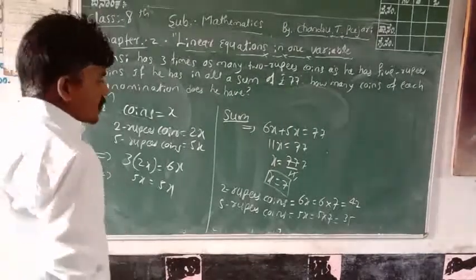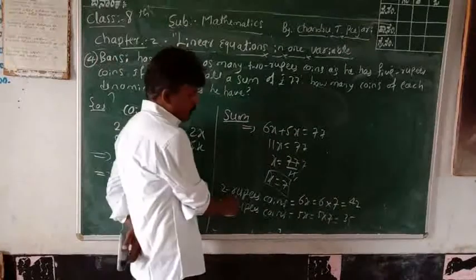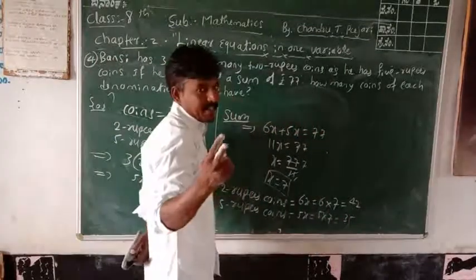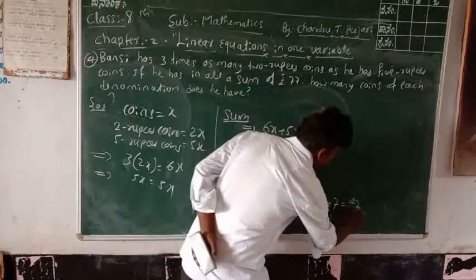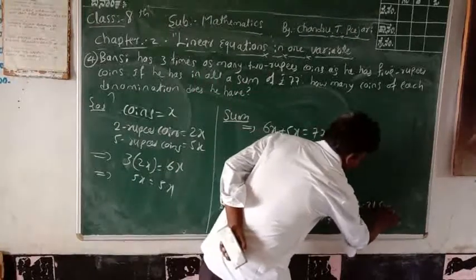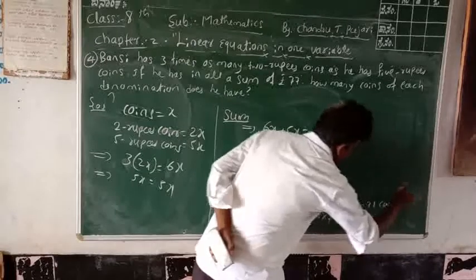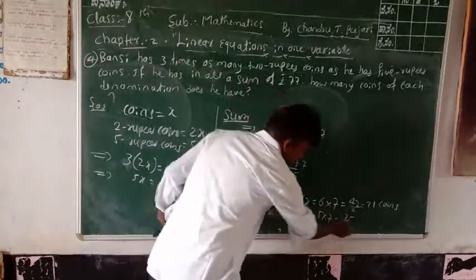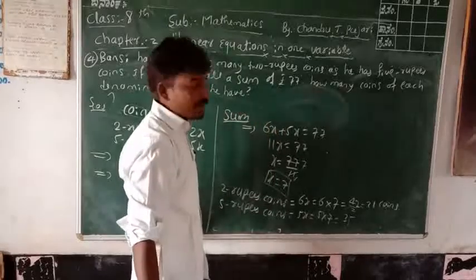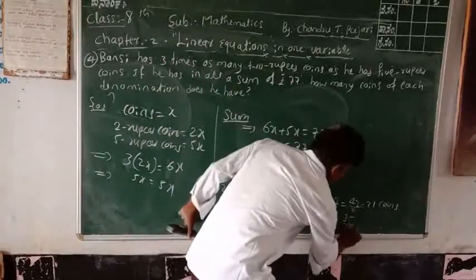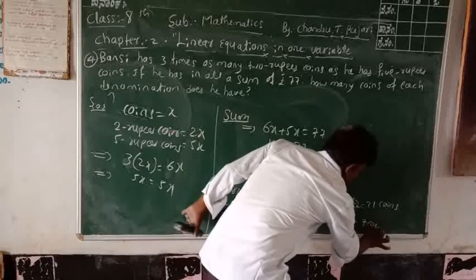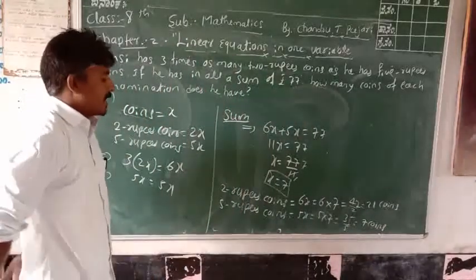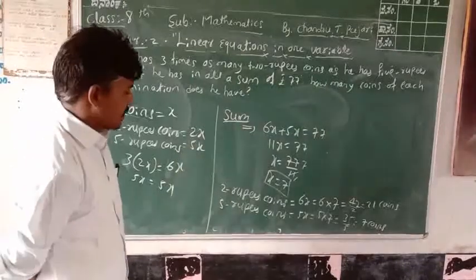Therefore, for 2 rupees coins, we don't know the number yet, the amount is 42. 2 rupees means divide by 2. 42 divided by 2 is 21 coins. Next, 5 rupees coins: the total amount is 35, so divided by 5, it is 7 coins. Therefore, 2 rupees coins are 21 and 5 rupees coins are 7.